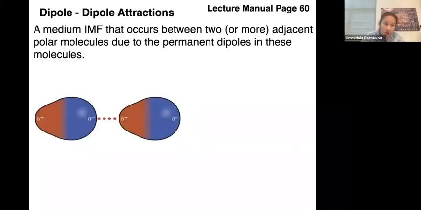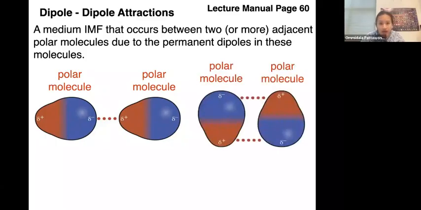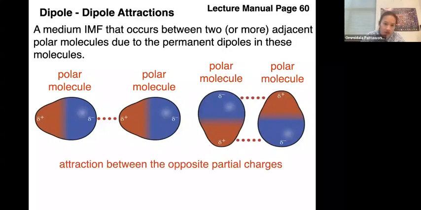For example, if you have two polar molecules here, one polar molecule's partial negative charge is going to attract to the other polar molecule's partial positive charge. So in this case, you will see that the two adjacent polar molecules will attract to each other. The attraction between these two is again coming from the opposite partial charges. Note that it's going to come from the opposite partial charges.